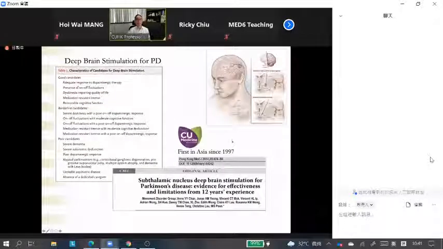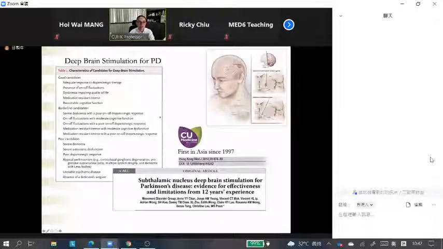Okay, deep brain stimulation, and we usually target the subthalamic nucleus. In Chinese we call it 腦起搏器, not the 心臟起搏器. So it's a pacemaker for the brain. Okay, and we are one of the leading centers in the whole of Asia because we performed the first DBS in Asia in 1997, and we published our 12 years experience many years back.